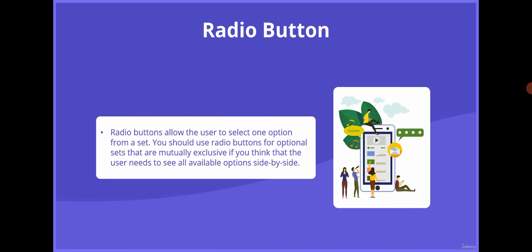But the checkbox, there's two options for one checkbox, right? It's either checked or unchecked. But for radio buttons, the user has to choose one option from the group. Also, one option is chosen by default. So let's go into Android Studio and see it in practice.